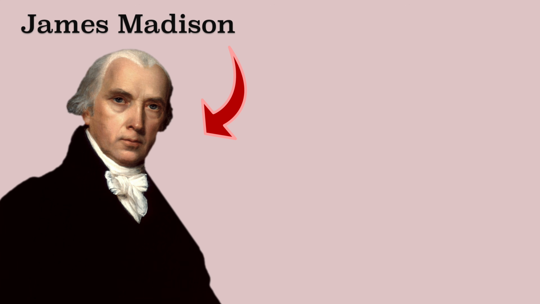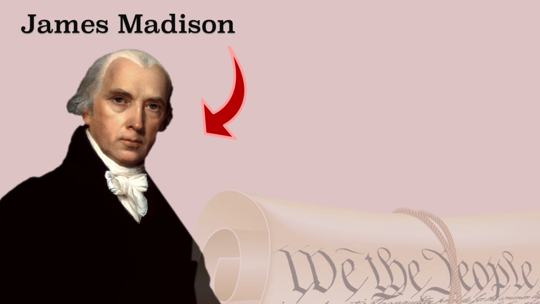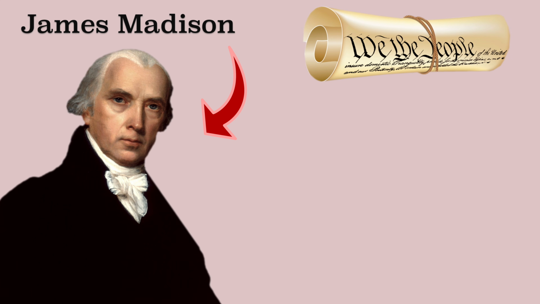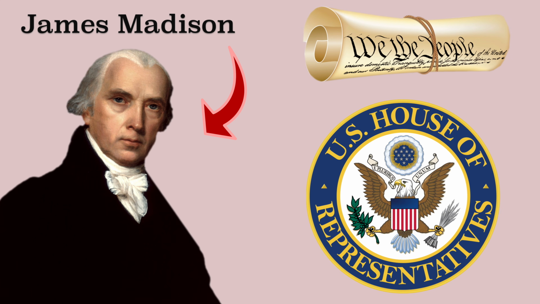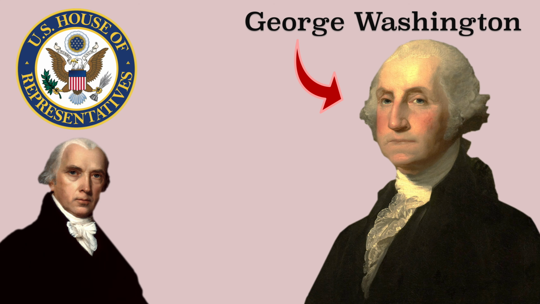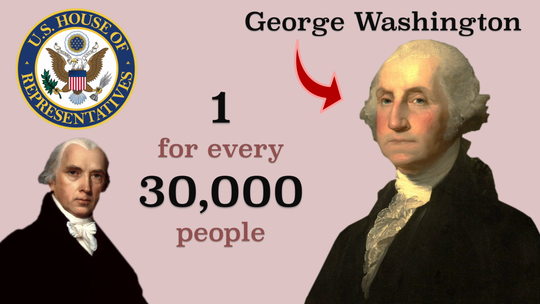James Madison, who basically ended up writing the vast majority of the Constitution, argued that the size of the House should be big enough so that representatives aren't out of touch with their constituents, or people they are supposed to represent. But what should that number be? Well, George Washington chimed in and said there should be one representative for every 30,000 people.